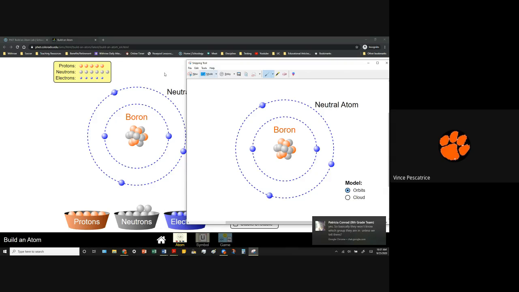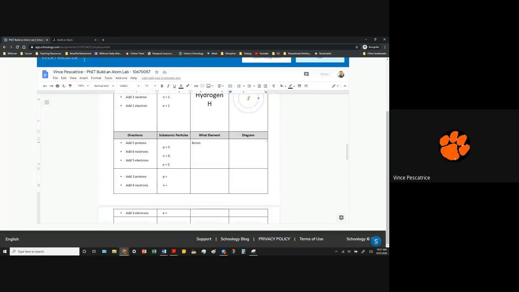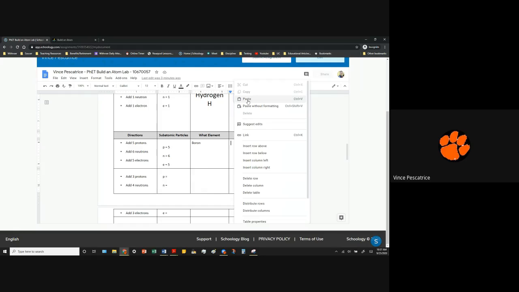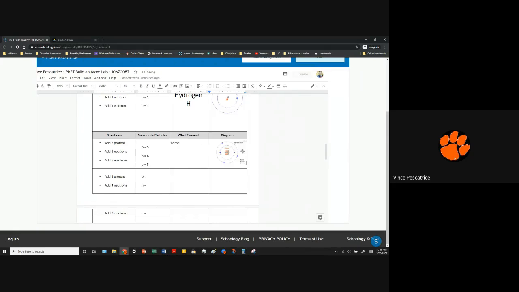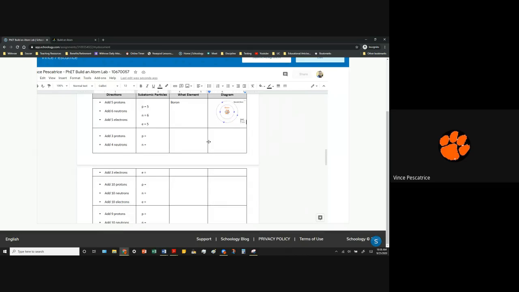Now when you click on it, you're not going to see anything. So click on it and it's going to copy it to your clipboard, and you're going to come back to your other tab, and right where it says diagram, you're going to paste it. Paste. Okay? If you've done that correctly, your diagram will be right there. Let's see. Now I can see it's a little boron. 1, 2, 3, 4, 5 electrons, and that's the exact picture I just took. So that's what you're going to do for all of them.